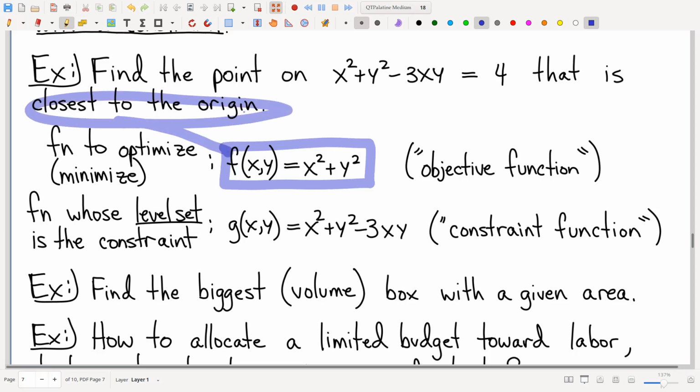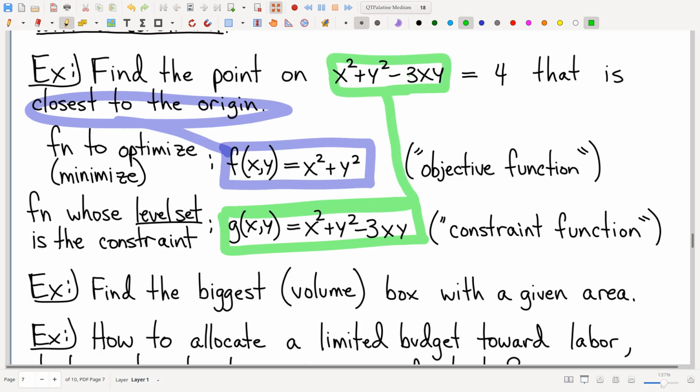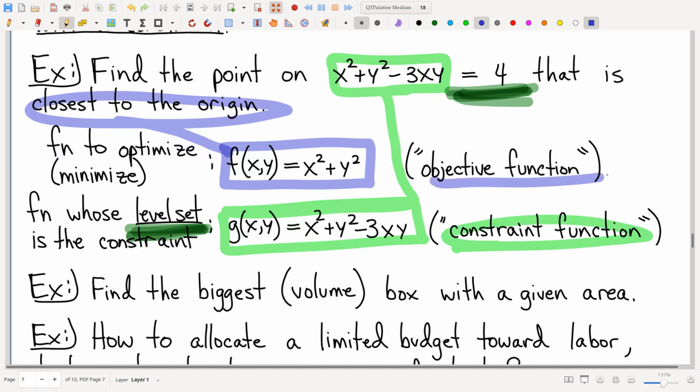right? But there's another function here whose level set, one of whose level sets, tells me what my constraint is. And we have a name for this second function. This is called the constraint function. The first function is called the objective function. Second is the constraint function.